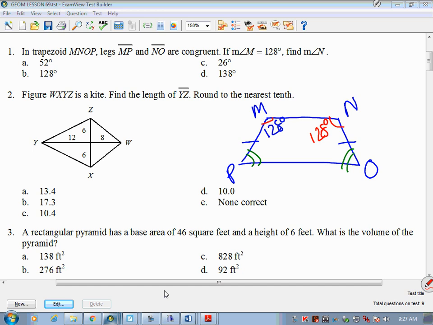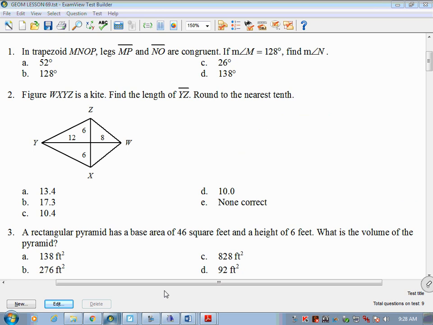So what we need to be able to do with a question like this is be able to draw it accurately. You notice that just by labeling it the other way, we get something that doesn't work. So if it doesn't work, then we need to go back and redraw it. All right, does that make sense? So we get 128 degrees.